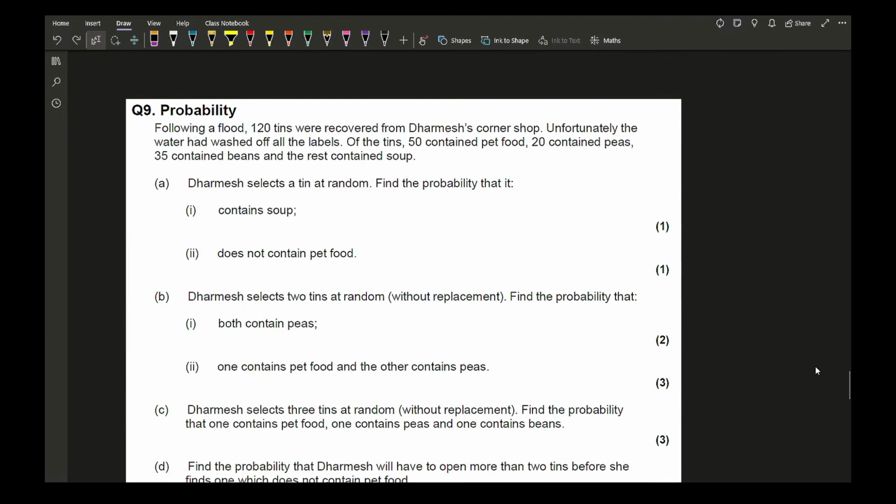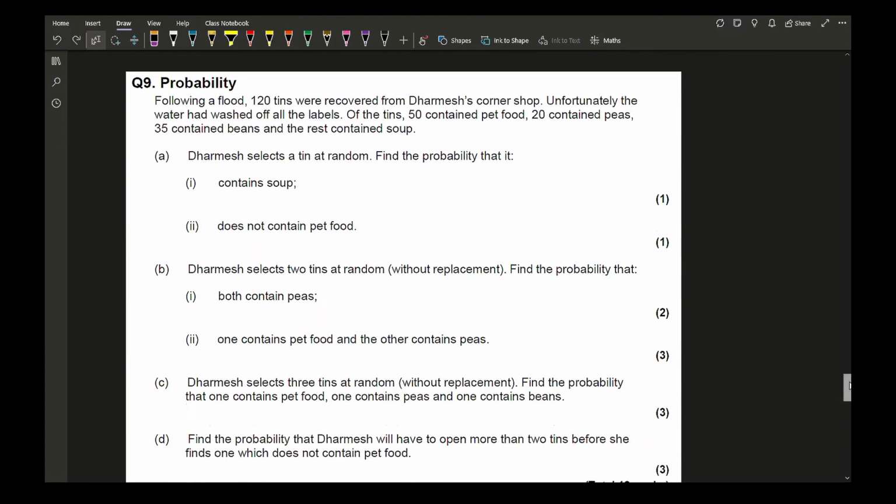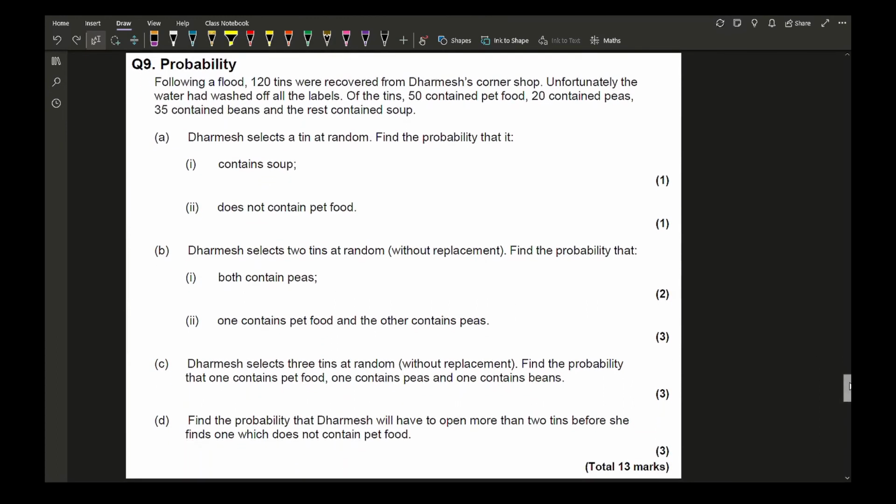Now moving on to the probability question that we have here. Again, for this I might have to shrink it down just so that we've got enough space on the screen. But let's have a look. It says following a flood, 120 tins were recovered from Dharmesh's corner shop. Unfortunately, the water had washed all the labels off the tins. 50 contained pet food, 20 contained peas, 35 contained beans, and the rest contained soup.